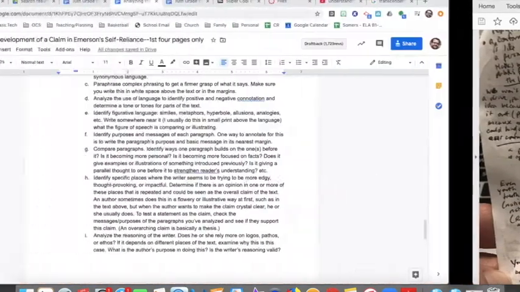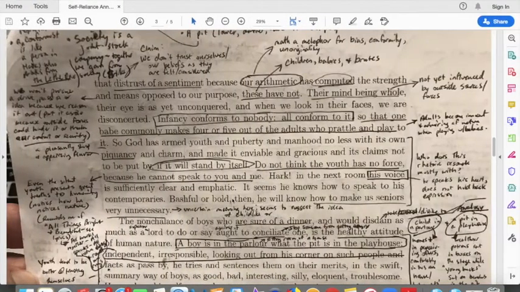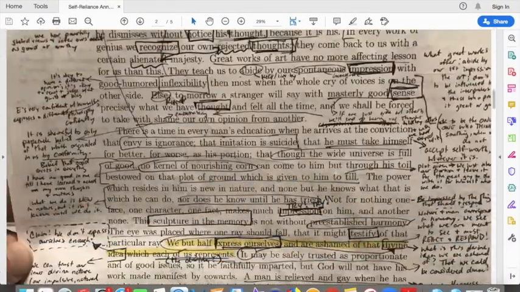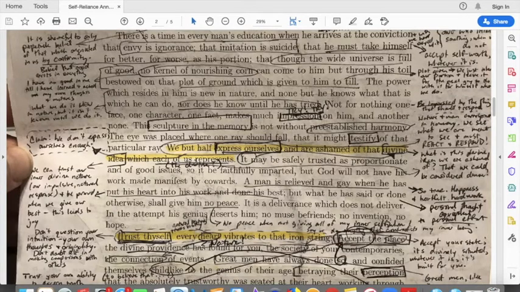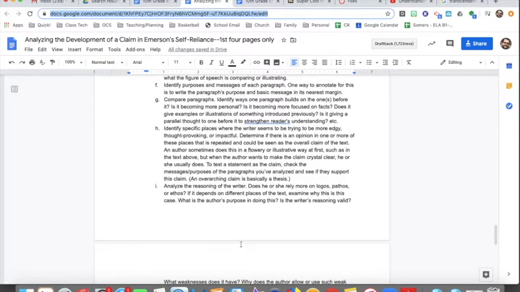All right, then he goes on and says, let's see, identify specific places where the writer seems to be trying to be more edgy, thought-provoking, or impactful. And here, by the way, is where I think, at this point you can clearly say I've just about got the claim. An overarching claim is basically a thesis. So you'll find, like I said, repeating ideas like these that are highlighted yellow will apply to that. And at that point, analyze the reasoning of the writer. Does he or she rely more on logos, pathos, or ethos?